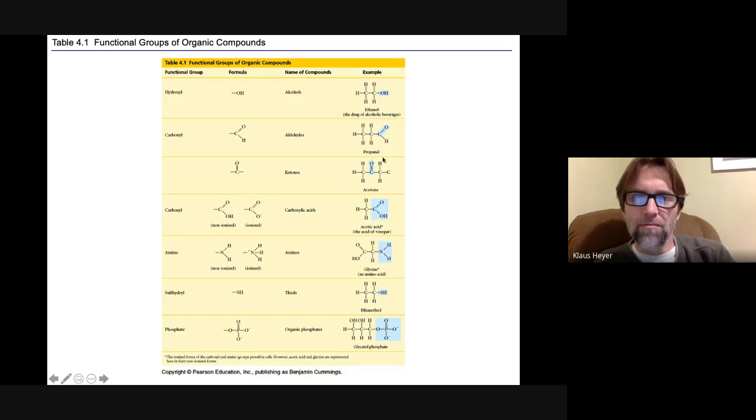This right here is found in carbohydrates. And it comes in 2 forms, right? Aldehyde and ketone. This one makes things acidic. This one makes things basic.